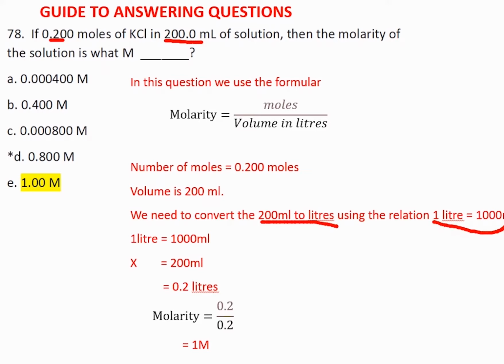So you're going to use the relation 1 liter is equal to 1000 ml. So if 1 liter is 1000 ml, what about 200 ml? You're going to do cross multiplication, then you're going to come up with 0.2 liters. Then you substitute in the formula whereby molarity is equal to moles divided by the volume in liters. So molarity is going to be equal to 0.2 moles divided by 0.2 liters, which gives you 1 molar.